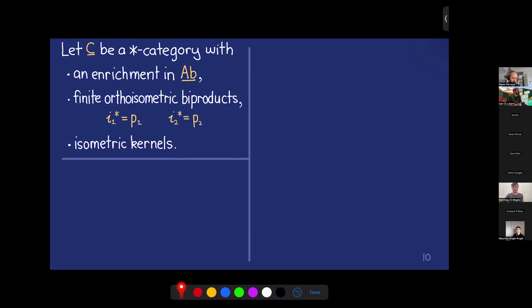Now you might ask what categories satisfy these conditions. There's a number of them, but for today, the only one I'm going to tell you about is the category of Hilbert spaces and all bounded linear maps. So this is not Hilbert spaces and contractions, but Hilbert spaces and all bounded linear maps. Okay, so this is the abstract setting.